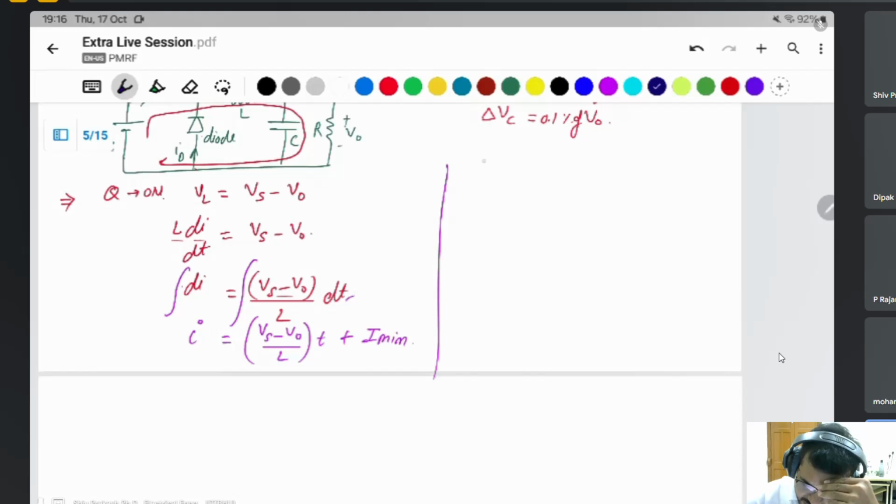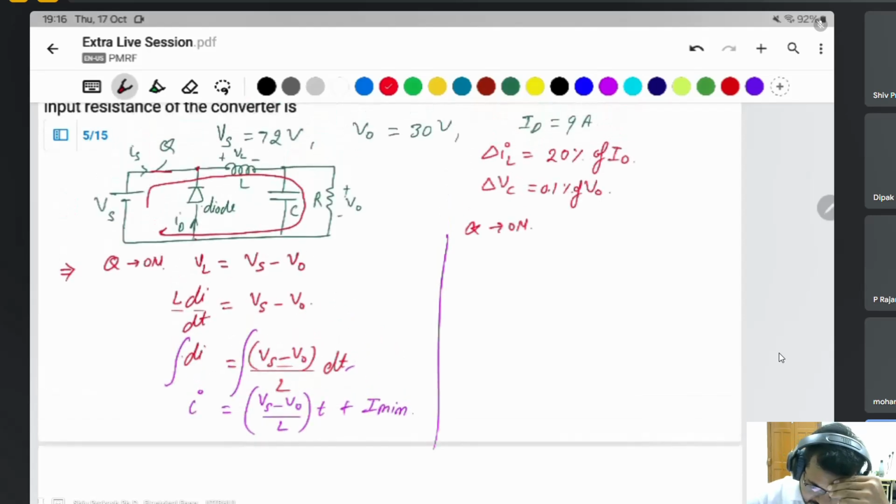Same thing for when the switch is off. Then what happens? The stored energy is transferred to the load by the inductor, and the current is flowing like that. At that time VL is equal to minus V naught.